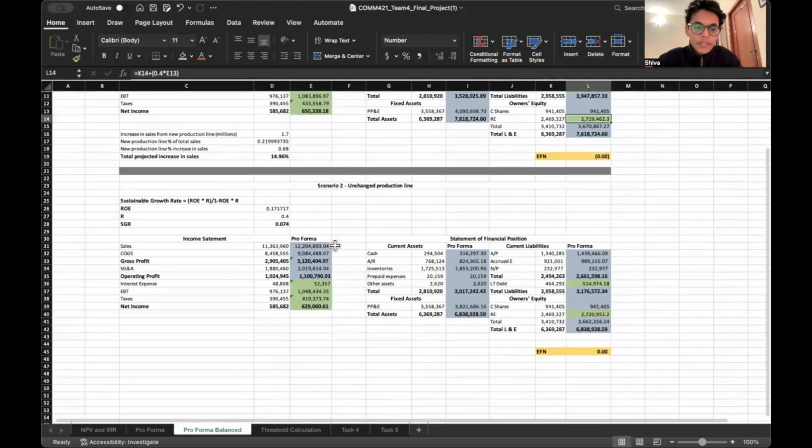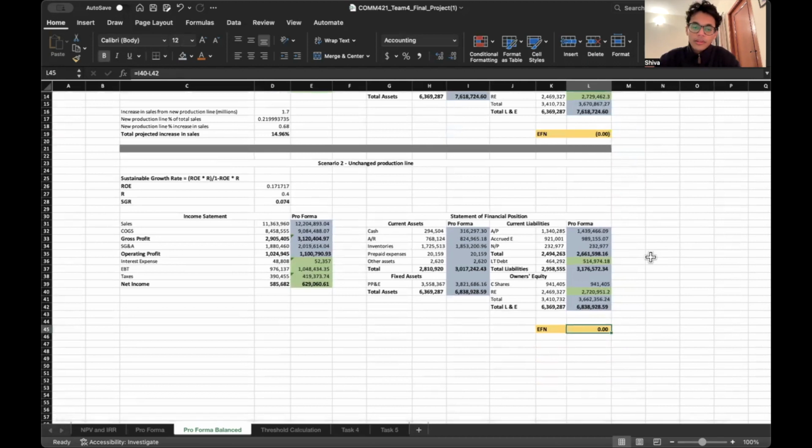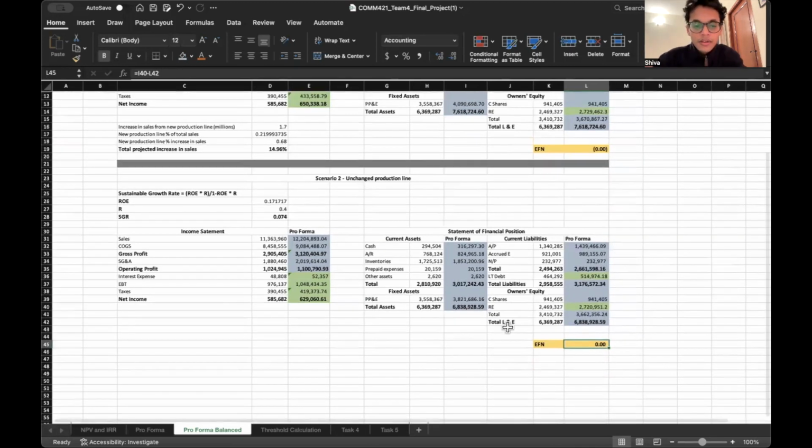Once again, similar thing we did for the second scenario. EFN was much lower, so it took a couple of... I don't think it took the first time. It took 5 times. I think this time it took 3 or 4 times for it to balance.